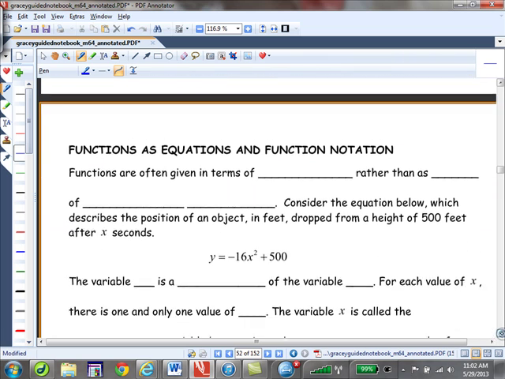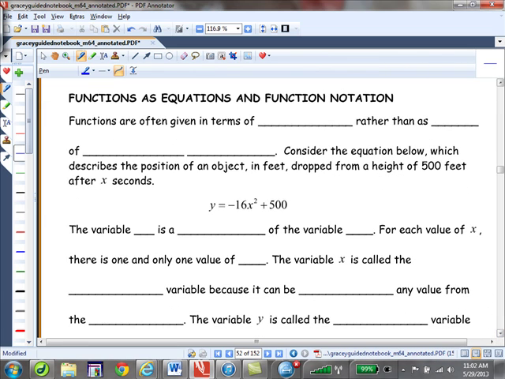Now here's some information. Functions are a little hard sometimes for people to grasp, so I thought we would just talk a bit about them. Functions are often given in terms of equations. So we were working with a list of ordered pairs, but we often are given them in terms of equations, rather than as sets of ordered pairs. So if you consider this equation below, which describes the position of an object in feet dropped from a height of 500 feet after x seconds. This is an equation, so it has infinitely many ordered pairs. That's when we start connecting all the dots.